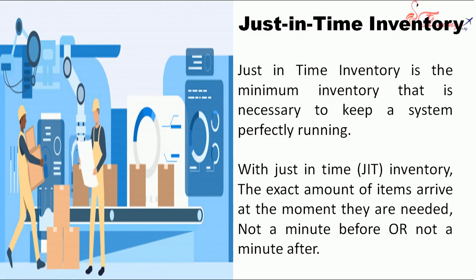Just-in-time inventory is the minimum inventory that is necessary to keep a system perfectly running. With just-in-time (JIT) inventory, the exact amount of items arrive at the moment they are needed, not a minute before or a minute after.